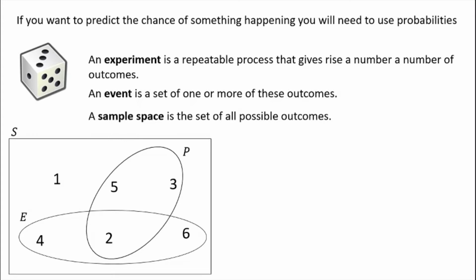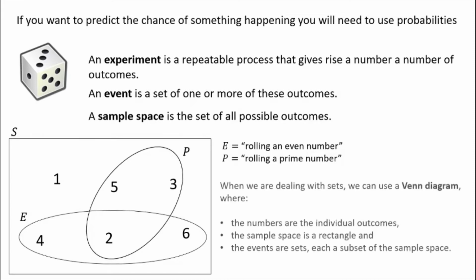The event rolling a prime number will do a similar thing. We can just circle off all of the prime numbers, and this is the set of prime numbers you might get when rolling a dice. Some things don't belong to any of those two events, don't belong to any of those two sets, and they'll just be outside of the rings, but inside of the rectangle. So when we're dealing with sets or multiple events, using a Venn diagram is actually a quite useful way to visualize what's happening.